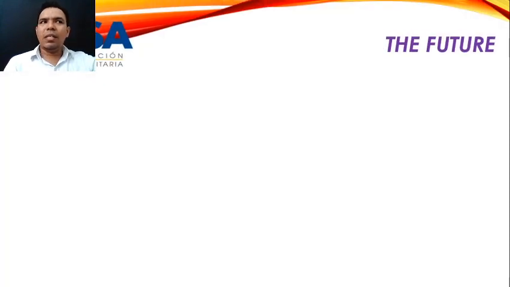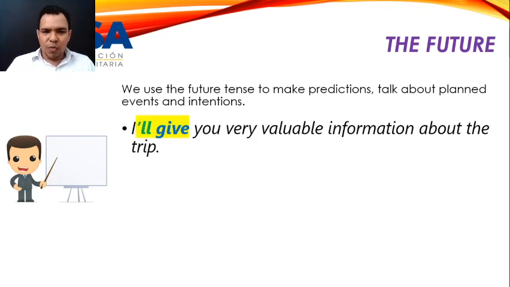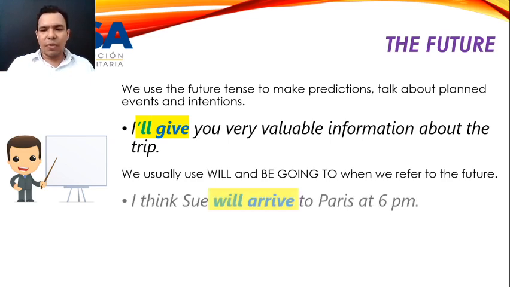Now, let's identify what the future is and what the differences are between future with be going to and future with will. Well, we use the future tense to make predictions, to talk about planned events and intentions. For example, the ones that were in the previous conversation. We usually use will and the expression be going to, am going to, is going to, are going to when we refer to the future.